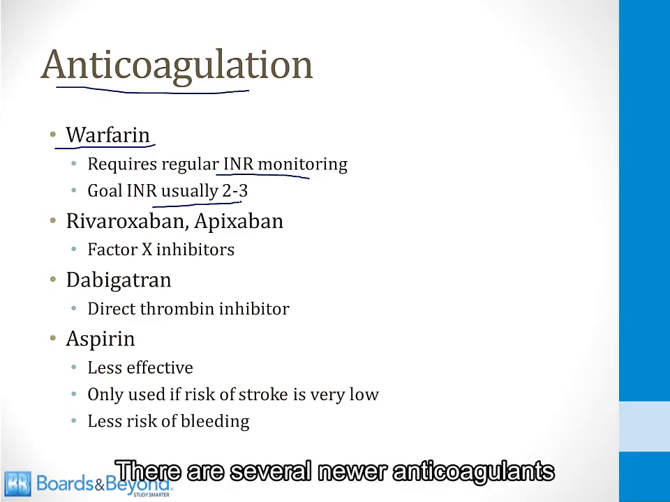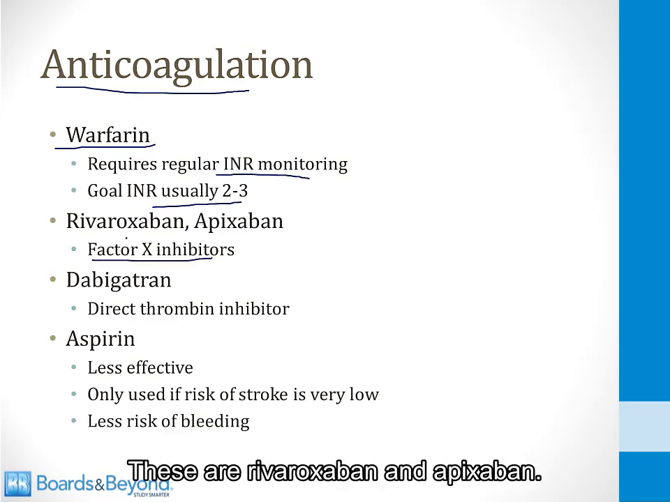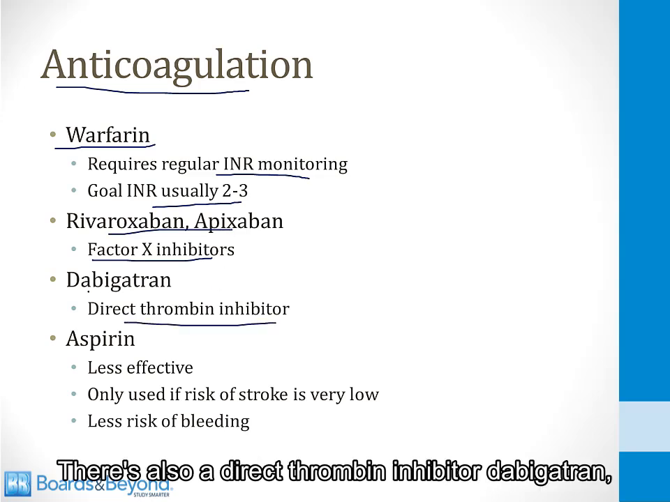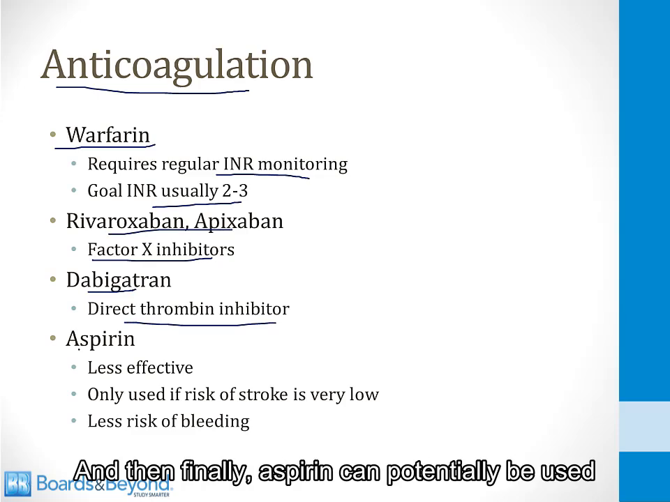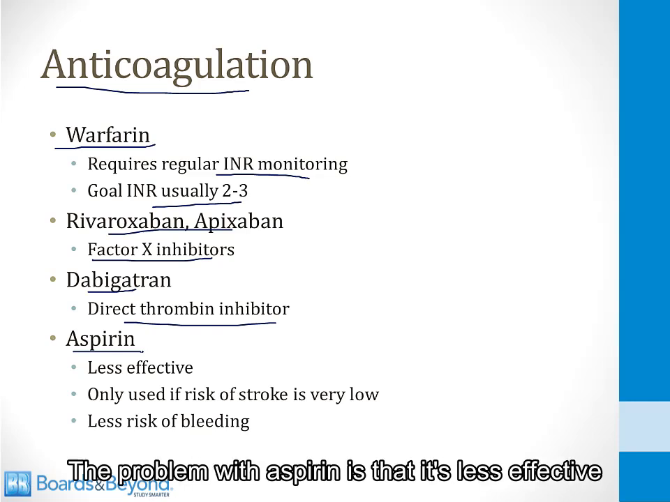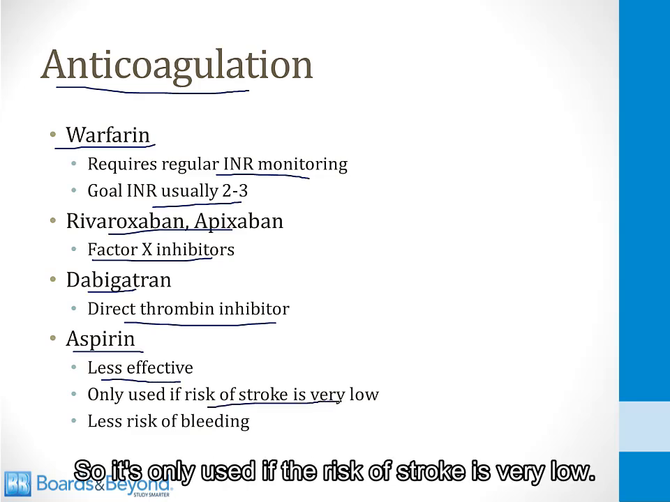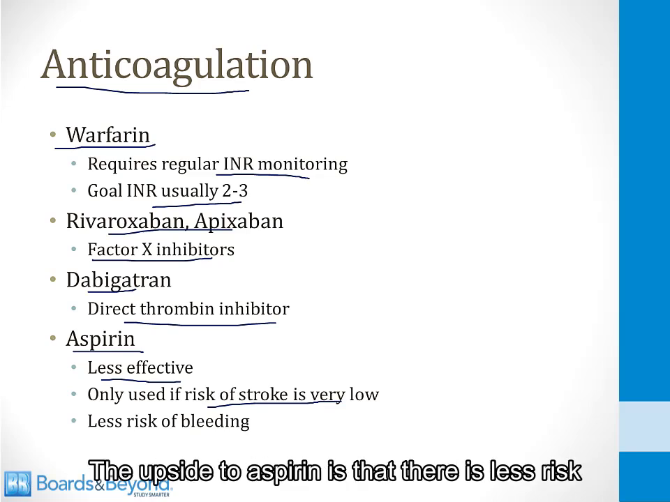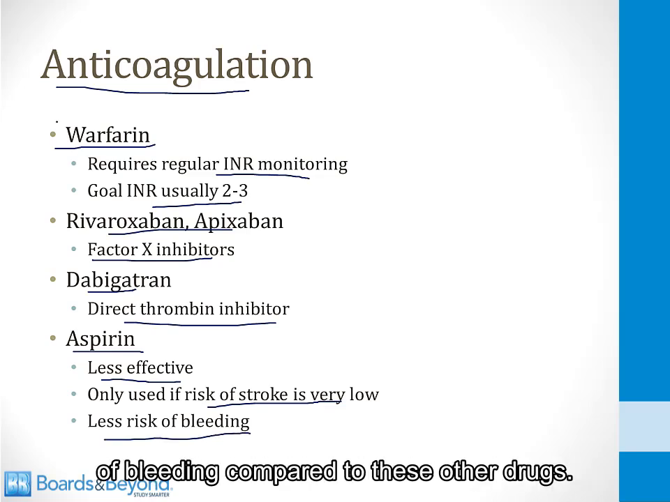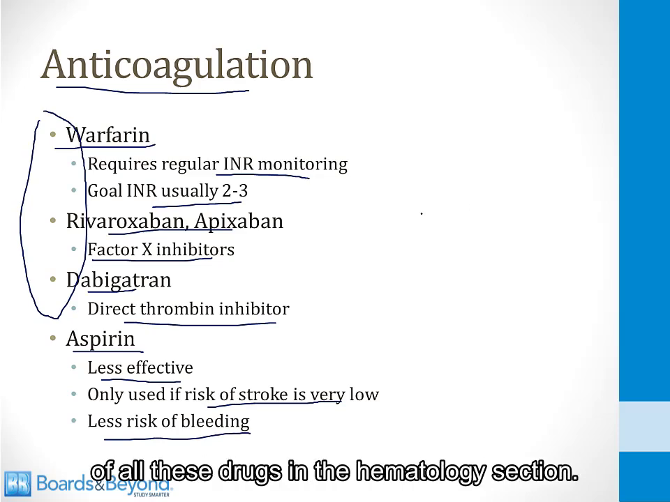There are several newer anticoagulants that are now options to warfarin. First are the factor X inhibitors. These are rivaroxaban and apixaban. There is also a direct thrombin inhibitor, dabigatran, which can be used. And then finally, aspirin can potentially be used in atrial fibrillation to lower the risk of stroke. The problem with aspirin is that it's less effective than the other anticoagulant drugs I've listed on this slide, so it's only used if the risk of stroke is very low. The upside to aspirin is that there is less risk of bleeding compared to these other drugs. And I talk about the mechanism of action of all these drugs in the hematology section.